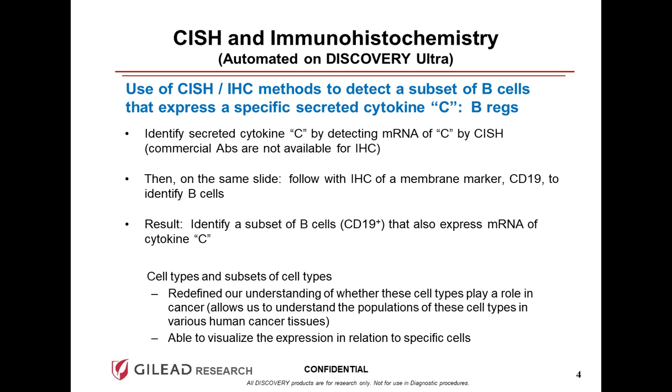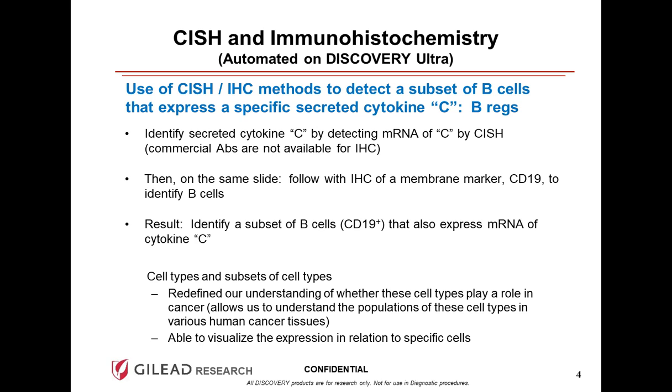So what we did was identify secreted cytokine C by detecting the mRNA by in situ hybridization. Commercial antibodies, I say here that they're not available for IHC. They actually were available, but they weren't specific. They were really hard to detect the secreted cytokine.